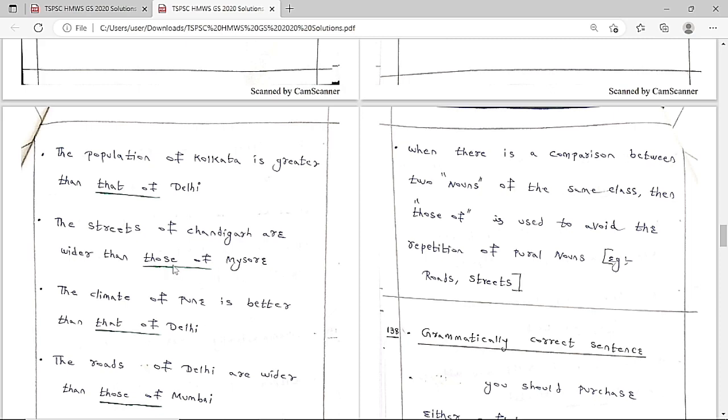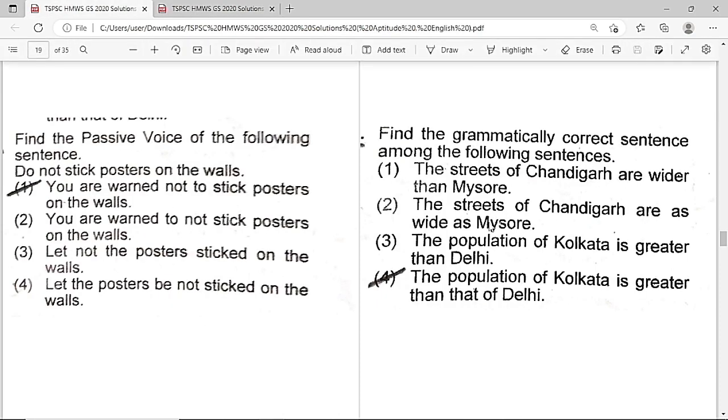These things you always have to keep in your mind. You can see clearly here: the streets of Chandigarh are wider than those of Mysore. Here you have to use those of.